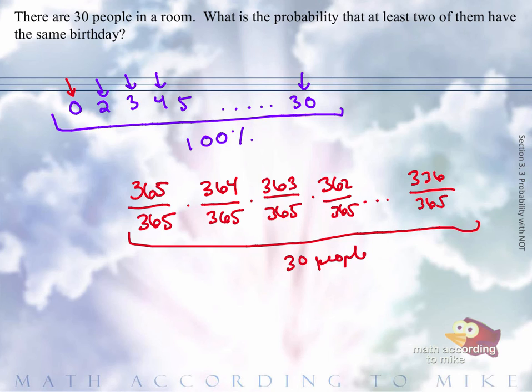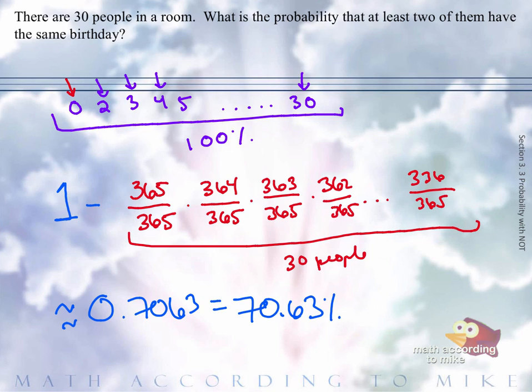So to find the probability that at least 2 people have the same birthday, we find the complement, meaning we subtract from 1. So 1 minus that. Well, if we carefully put that in the calculator, by the way, there is a formula for the numerator, which we get to much later on. We get approximately 0.7063, which is 70.63%. So in a room of 30 people, the probability that at least 2 have the same birthday is approximately 70.63%, which seems very high.